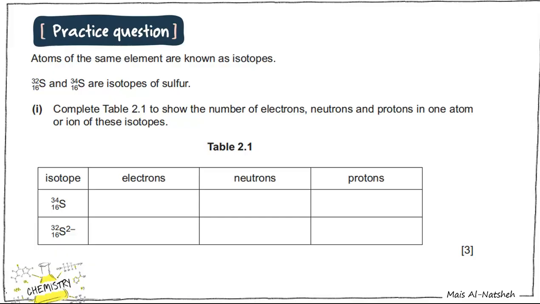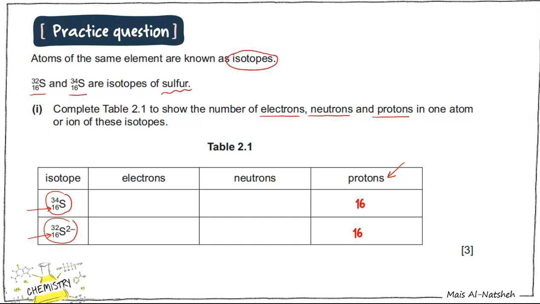Another question. Atoms of the same element are known as isotopes. Sulfur 32 and sulfur 34 are isotopes of sulfur. Complete table 2.1 to show the number of electrons, neutrons, and protons in one atom or ion of these isotopes. First we have an atom of isotope sulfur 34 and then we have an ion of sulfur 32. Start by looking for the number of protons. It is the easiest one to find because the number of protons will not change and it equals the atomic number, which is 16 for both.